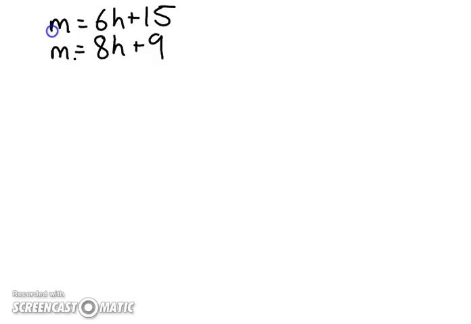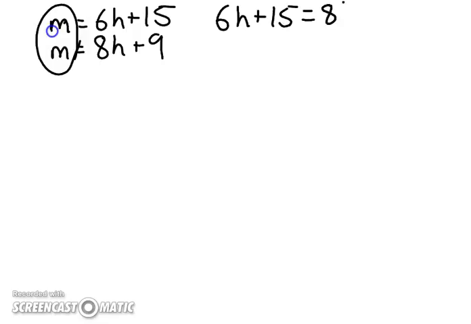When the money is the same, these M's are going to be the same. If those M's are going to be the same, that means that the 6H plus 15 and the 8H plus 9 also have to be the same. Because if they're both equal to M, and the M's are equal to each other, they have to equal each other. That is the transitive property. So we're going to say that 6H plus 15 equals 8H plus 9.